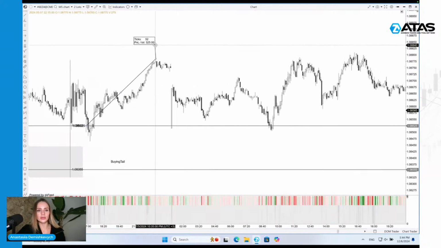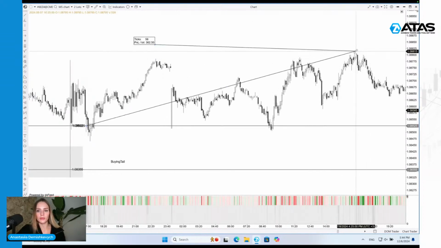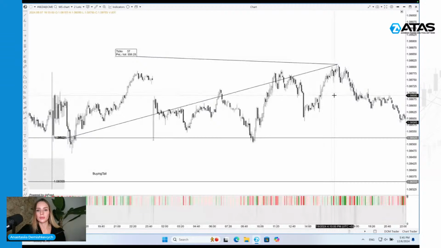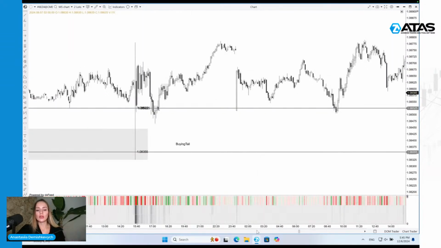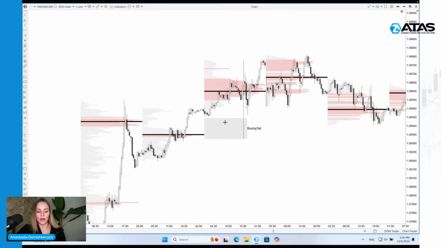Well, the maximum we would get from this specific trade would be approximately 57 ticks on 6E. So this is a buying tail. Now let's have a look at the example of the selling tail that we found also.